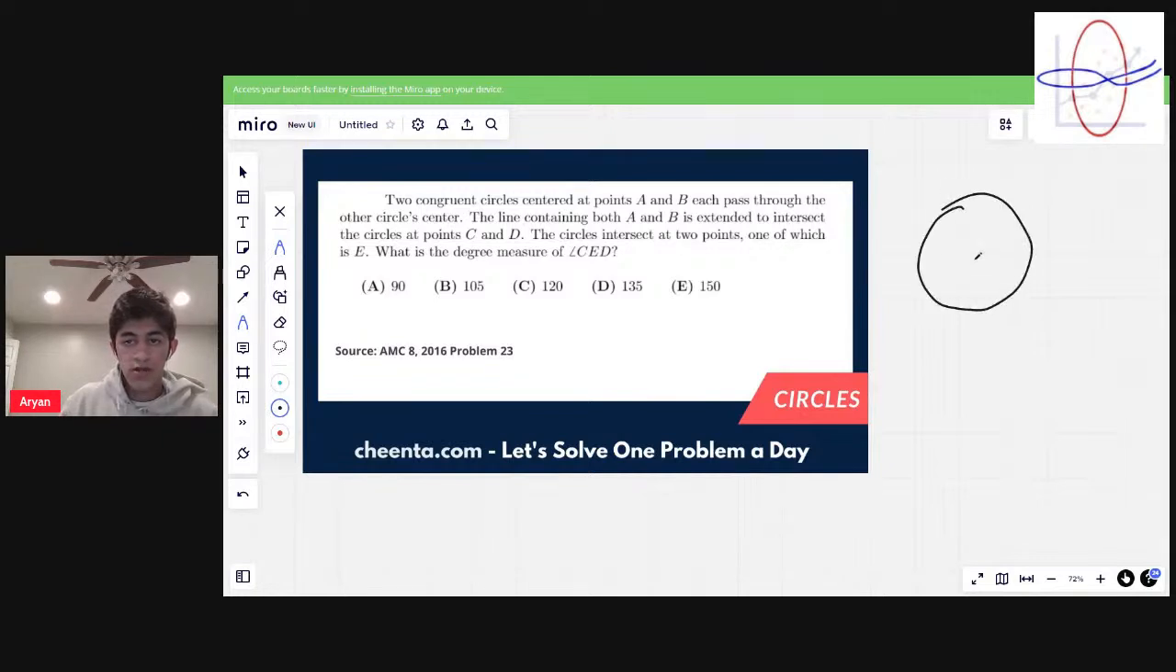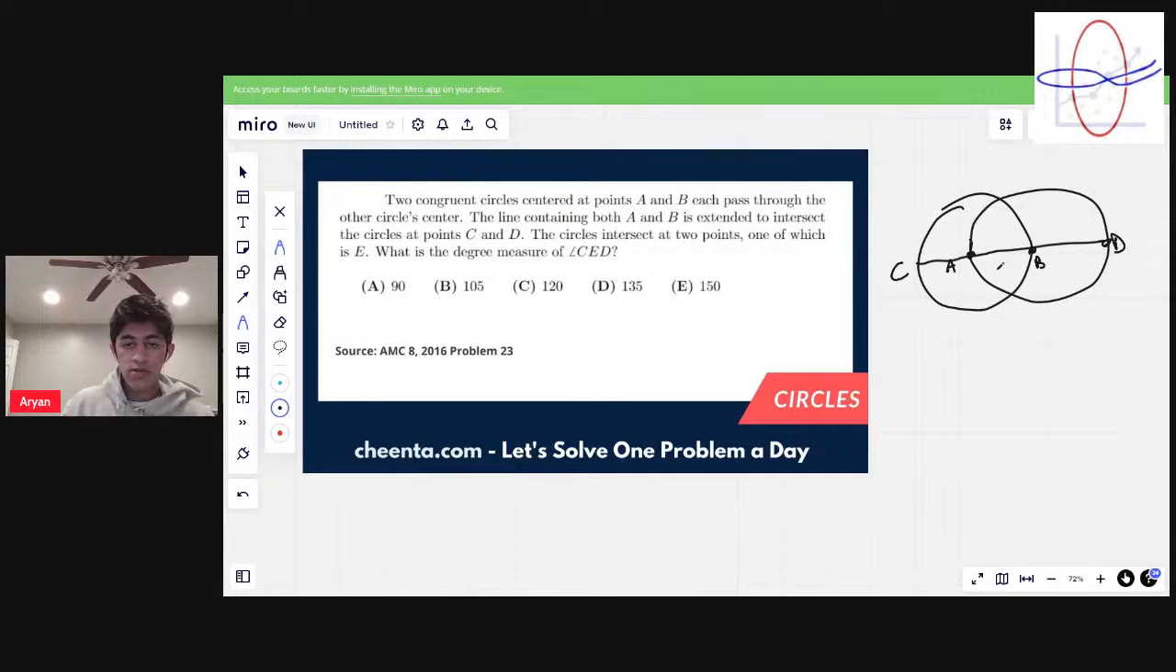So say we have circle center A, and then we have a circle with center B, and it says that the circle passes through the center of the other one. So that's not a great drawing, but we get the idea, right? The idea is that you have two circles and each circle passes through the center of the other circle. And then it says the line containing both A and B is extended to intersect the circles at C and D. So something like this, and this is C and this is D right here.